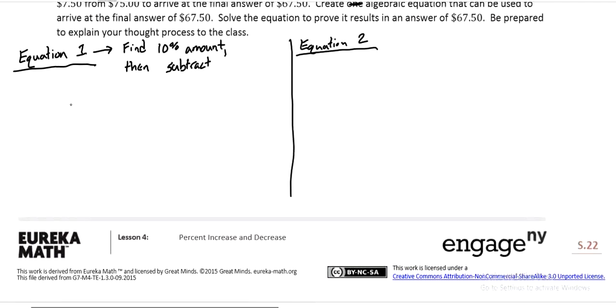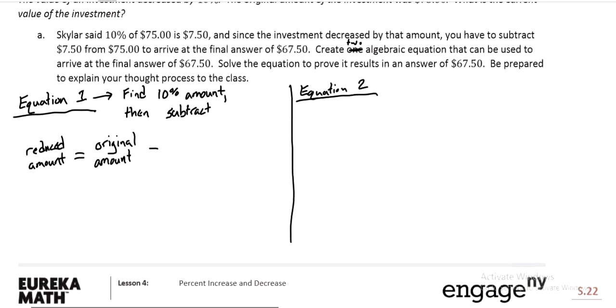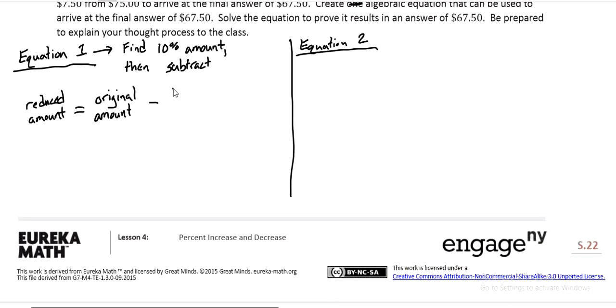So when we set that up, our equation, so we have to have an equation, that means we'll have an equal sign. Our reduced amount is what we're trying to find out. So the reduced amount is, or equals, and that's going to be the original amount minus, because it decreased, it went down, and then in parentheses here, because we have to do a little more work, we're going to put percent amount, and we have to do a little work to find out what that is.